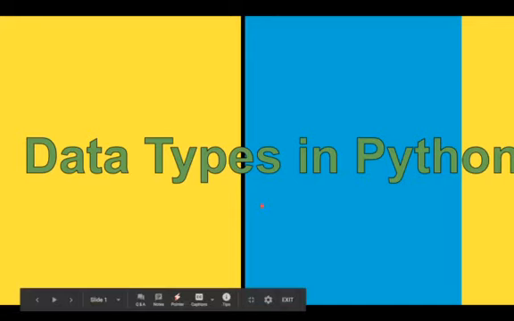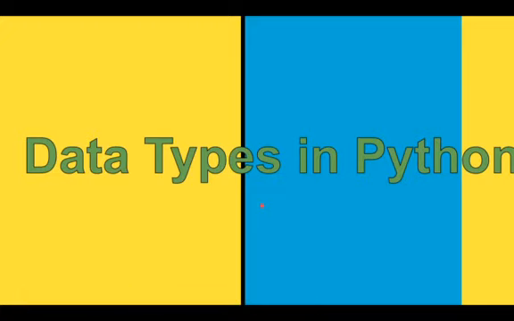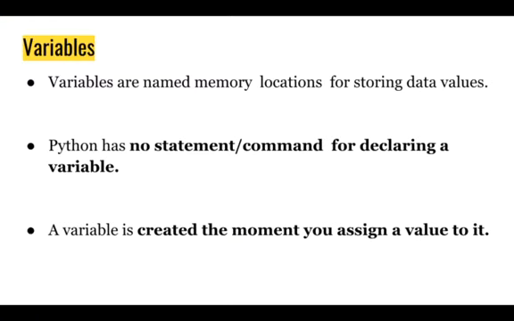In this video, I will be discussing the data types in Python. First, we will see what variables are. Variables are named memory locations for storing data values.